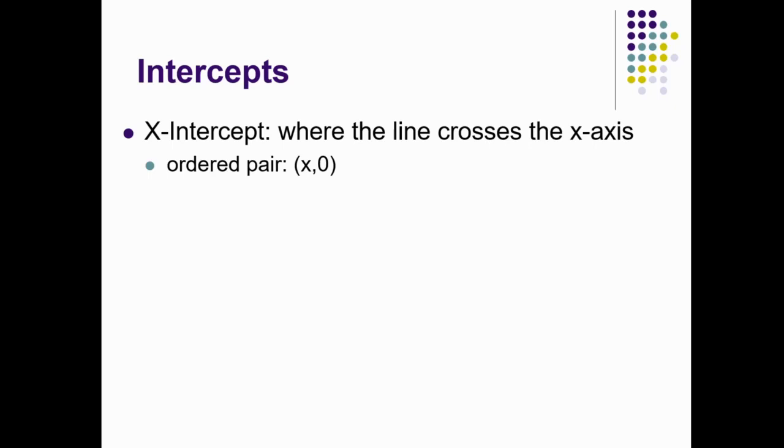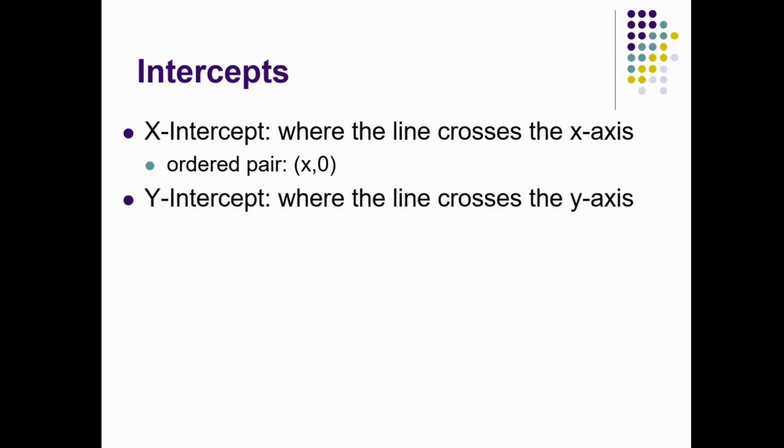Now, the ordered pair for any x-intercept is any x value, but the y must be 0. For the y-intercept, it's pretty much the same as our x-intercept, but this time we're talking about our y-axis. So the ordered pair for the y-intercept is that the x should always be 0, and you can have any y value.